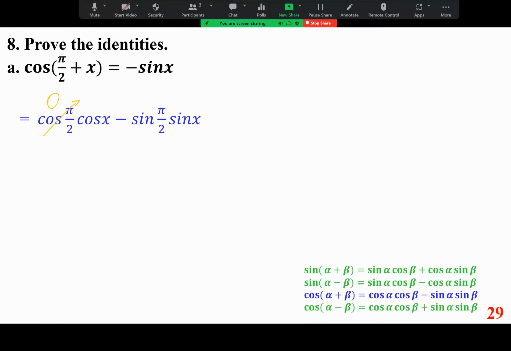You know cosine of pi over 2 is 0, sine of pi over 2 is 1, right? So you get negative sine x.